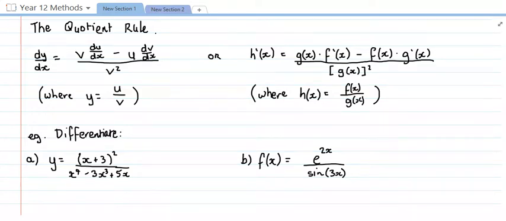Hi everyone and welcome to the video today on the quotient rule. In these videos I'm going to go over how to use the quotient rule, and we're going to use it to do some fairly nice proofs as well.